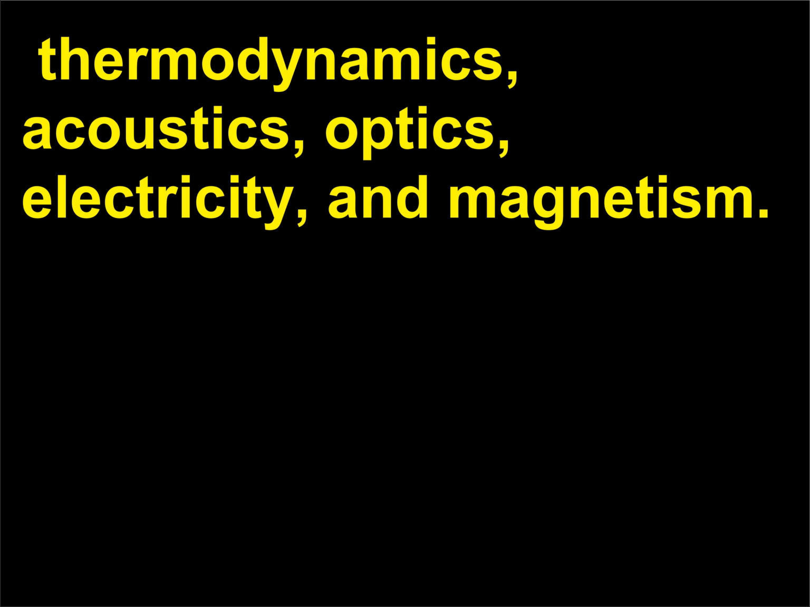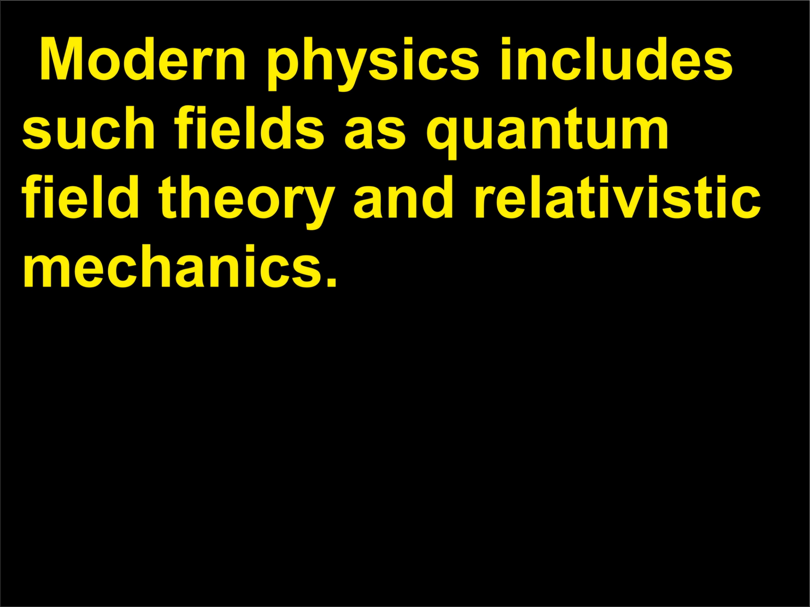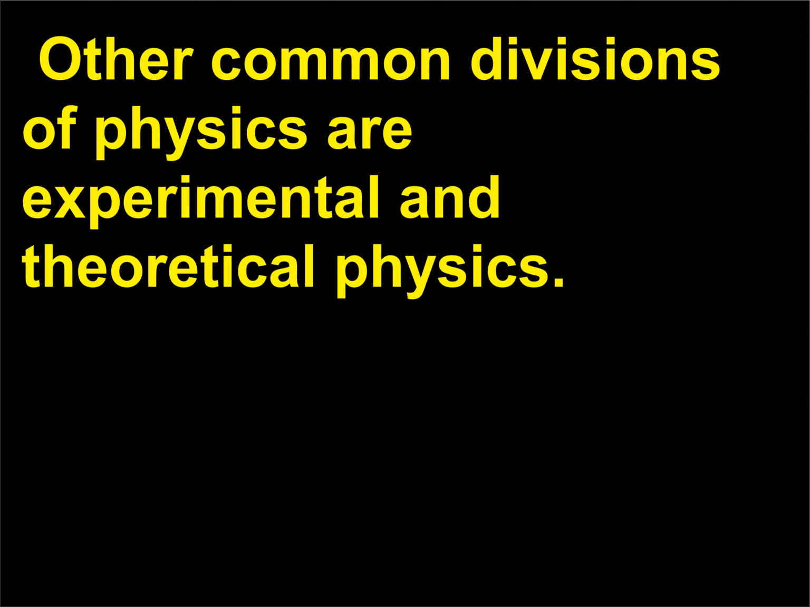Classical physics includes Newtonian mechanics, thermodynamics, acoustics, optics, electricity, and magnetism. Modern physics includes such fields as quantum field theory and relativistic mechanics. Other common divisions of physics are experimental and theoretical physics.